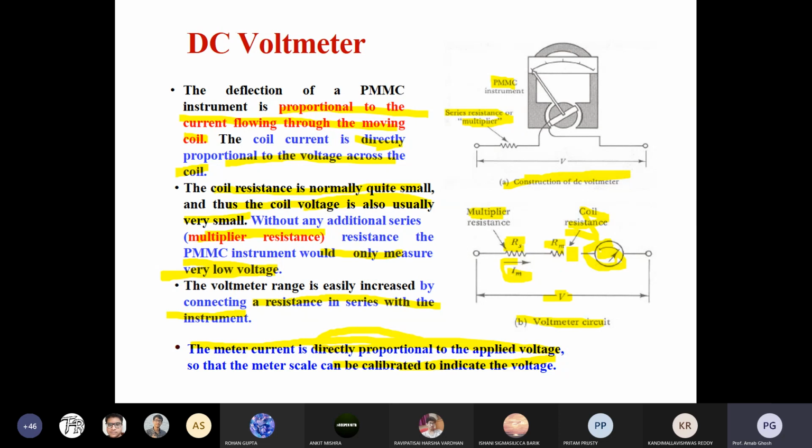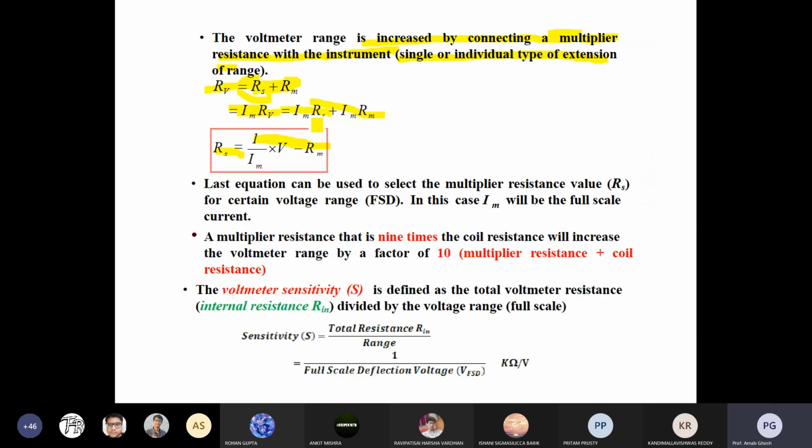Okay, so just let me check. RV is the internal resistance. RS is the series resistance. RM is the measuring resistance. Okay, so now you are multiplying, IM into RV equals IM RS plus IM RM. So you can do one thing with RM and RS.